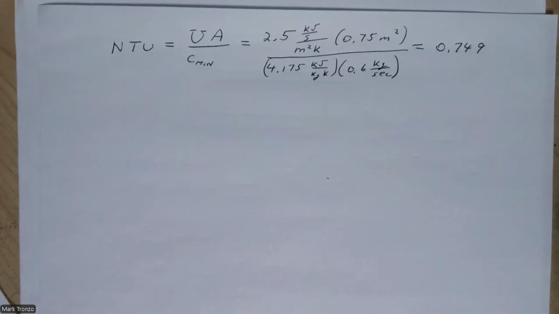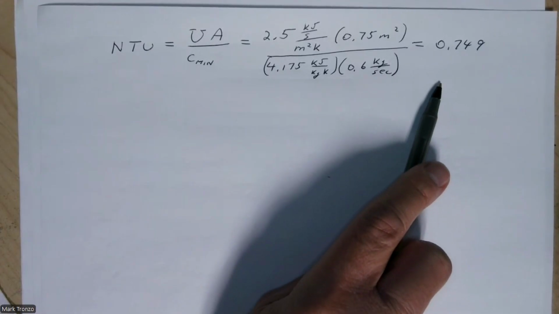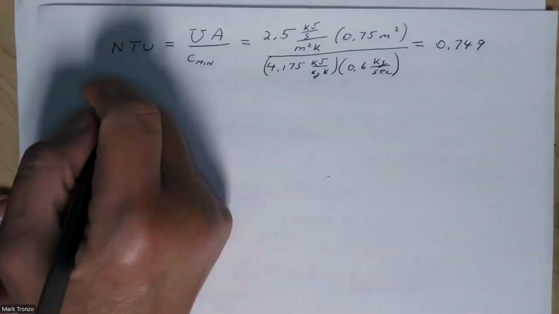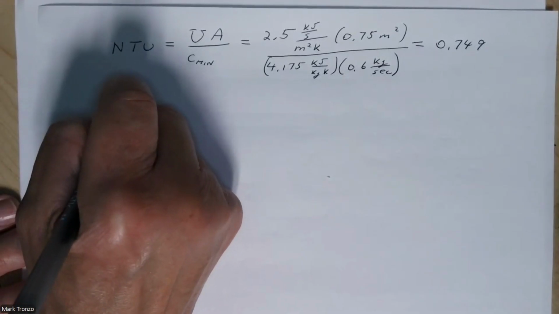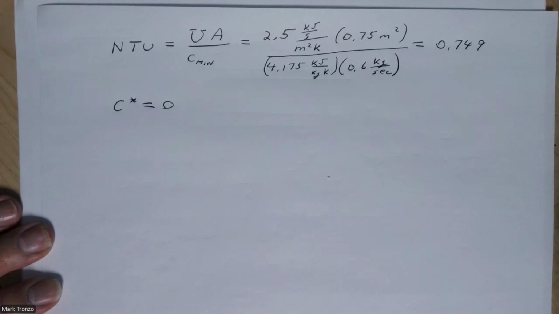Now again, often we'll have to look this up in our table along with our C star. Now in this case, as I mentioned, our C star is going to be 0. And when the C star is 0, we don't have to look up in the table. We can actually use an equation.